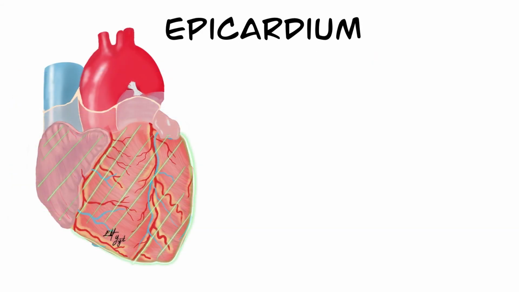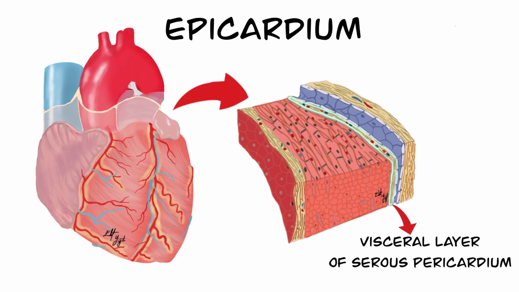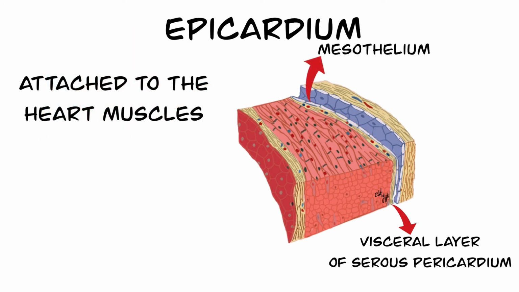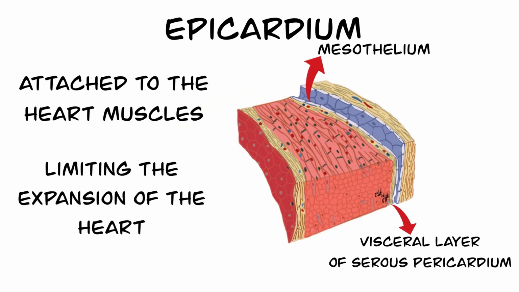Epicardium. The epicardium is the outer layer of the heart consisting of the visceral layer of serous pericardium and the thin subserous connective tissue, mesothelium. The epicardium is attached to the heart muscle and contains collagen fibers and smooth muscle fibers. These collagen fibers surround the heart like a net, and while they are wavy during heart systole, they flatten during diastole, so limiting the expansion of the heart. The small amount of elastic fibers also helps to restore the heart.